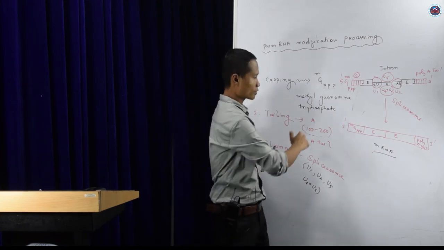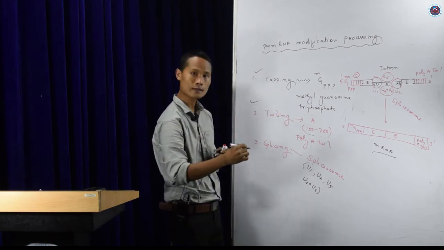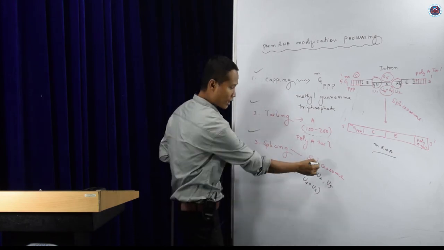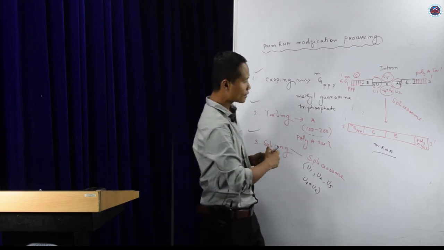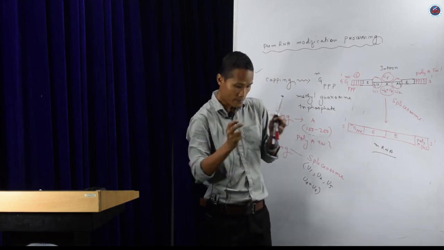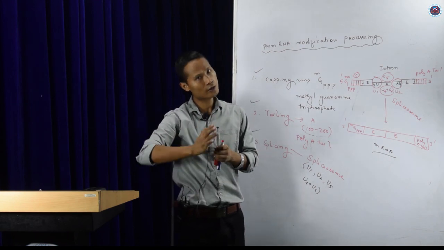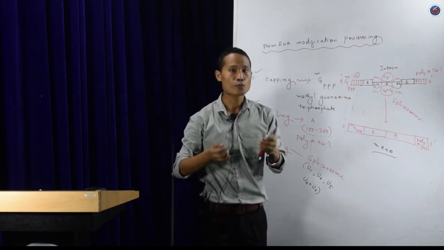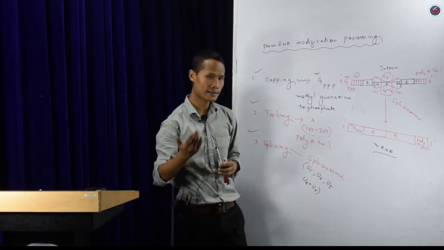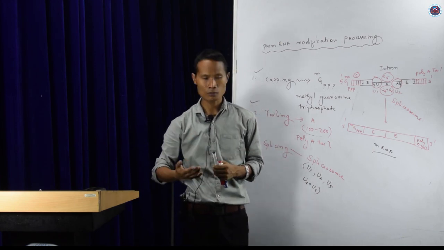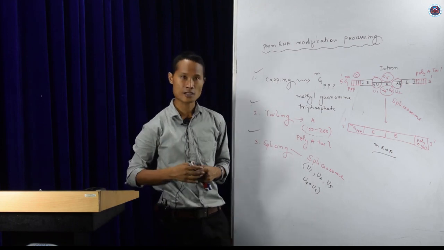So this modification process is very important. The first one is capping, the second one is tailing, and the third one is splicing with the help of spliceosome proteins. Now once the mRNA is synthesized, it will leave the nucleus and go to the cytoplasm, where the protein synthesis will take place. To understand protein synthesis, in the next class we are going to discuss the genetic code and the process of translation. Thank you.